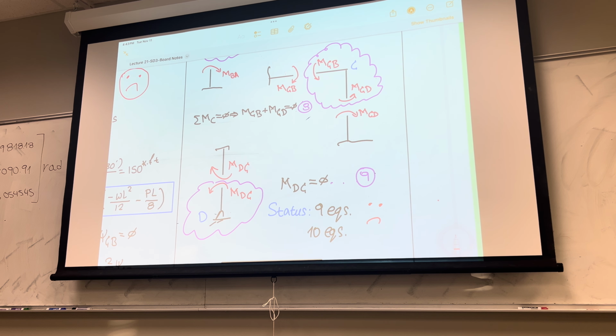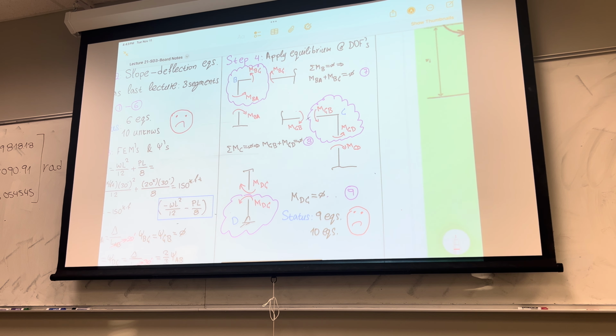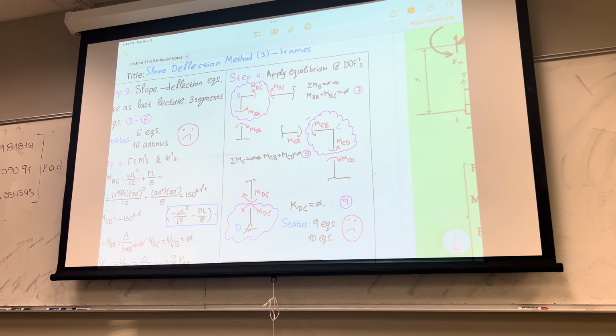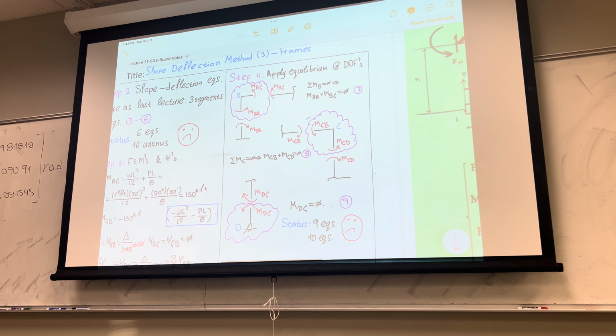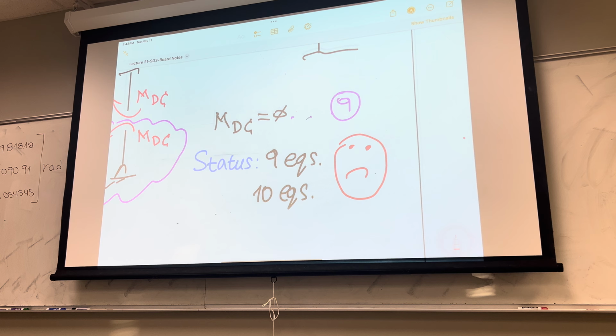Sad face again. Even with the equations of equilibrium for the degrees of freedom, we didn't manage to reach the required equations to solve it. I think you meant 9 equations, 10 unknowns. Yes, oh yes, my mistake. Good eye.